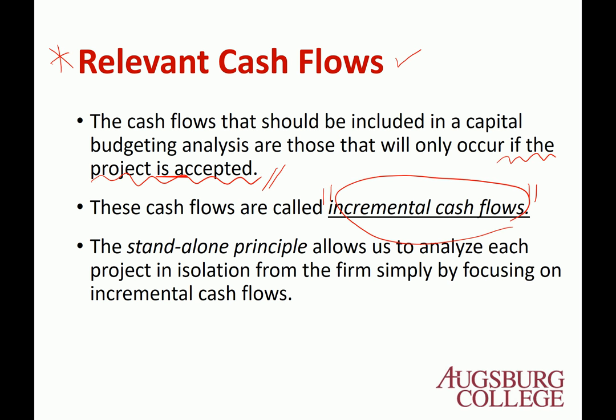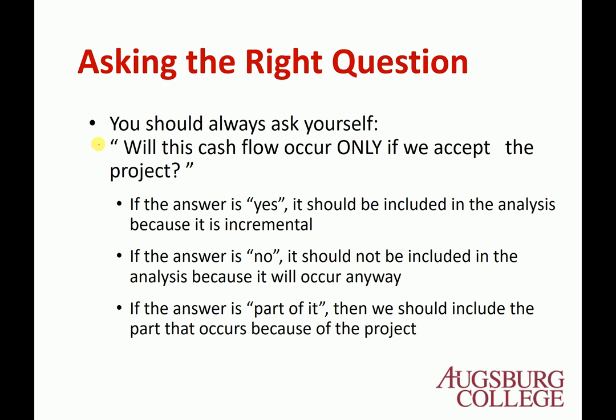So when you have a cash flow, you have to answer this question: will this cash flow occur only if we accept the project? If the answer is yes, then we have to include it in the analysis. If the answer is no, then we have to exclude it from the analysis. If the answer is partially, then we should include that part, the proportion that occurs because of the project. So anytime you have a cash flow, you have to ask this important question: will this cash flow occur only if we accept the project?